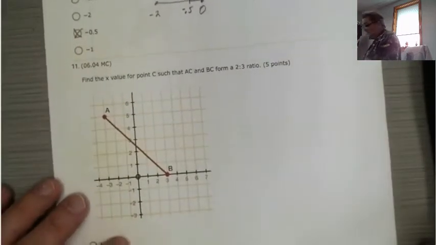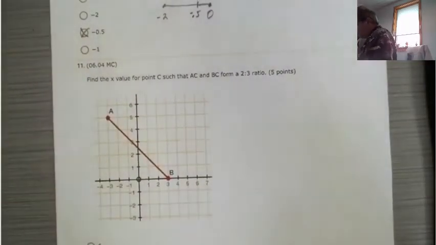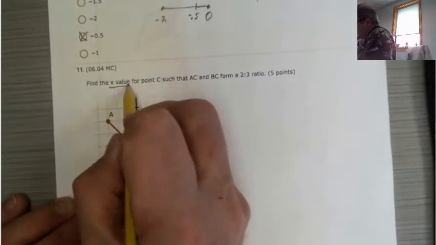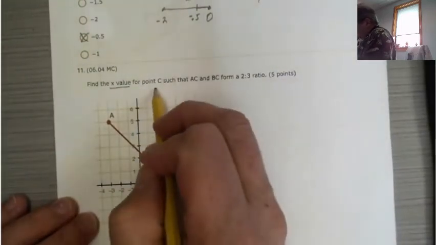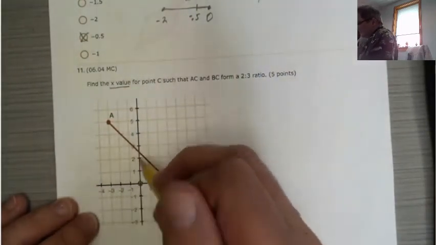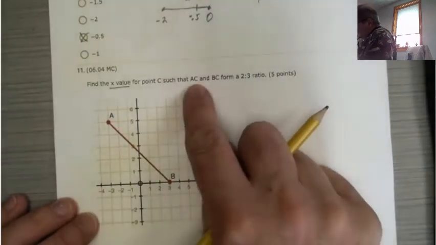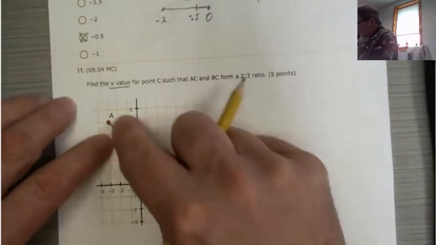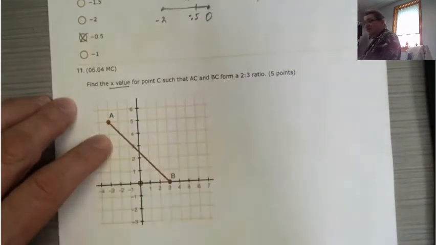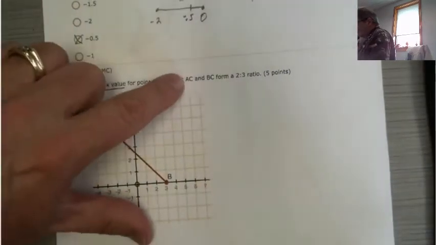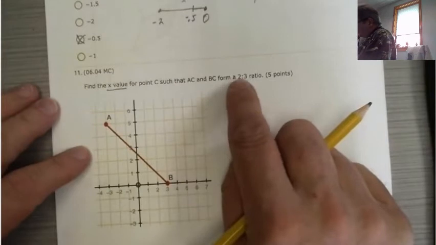All right. This is similar, but a little bit different. Still finding the x value for point C. Now, C is going to exist when we put it somewhere. So that AC and BC, that means somewhere on that line we would put a C. We don't know where, but somewhere we would put a C. That would form a 2/3 ratio.